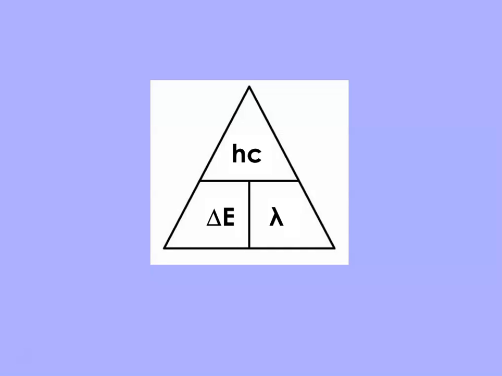So again, you can have one of those triangles as well. You're only ever going to be solving for delta E or the wavelength because h and c are both constants.